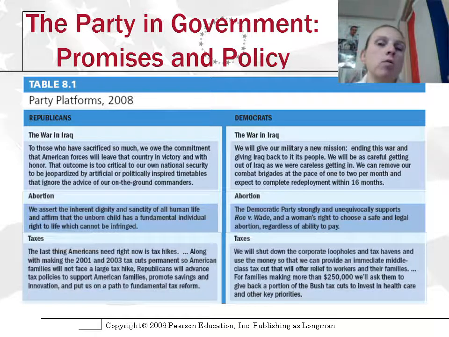Abortion, they're saying we are adherent in protecting the sanctity of all human life, and the Democrats say that they support Roe versus Wade. And then taxes, no new tax hikes for the Republicans, whereas the Democrats said we want to cut corporate loopholes and stop allowing any type of tax breaks for the super rich or for corporations.